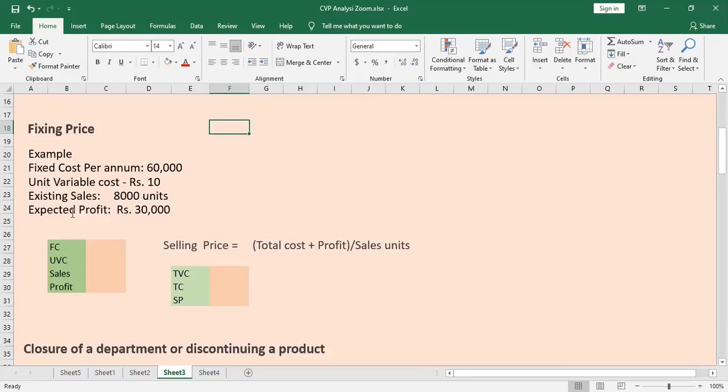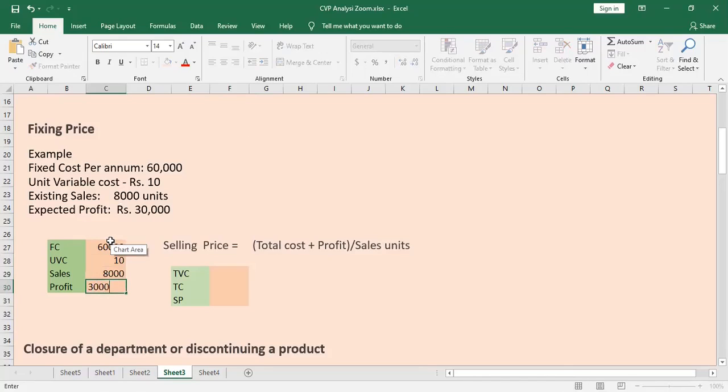So we have a fixed cost of 60,000 rupees. I think it's the same example. And unit variable cost 10, and existing expected sales 8,000. Then the expected profit is 30,000. So it is just a matter of calculating total cost, then total sales, then we can decide about the sales price.